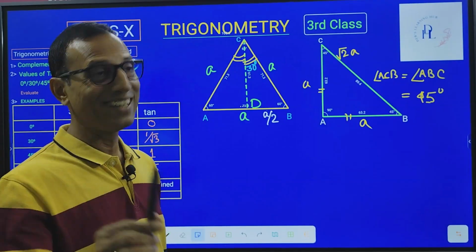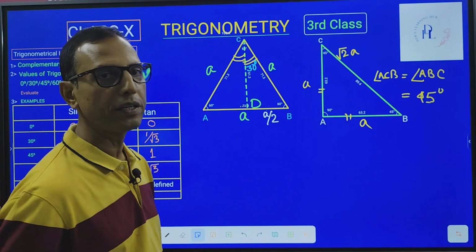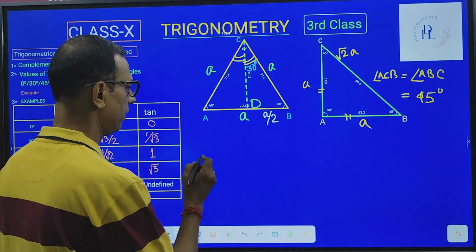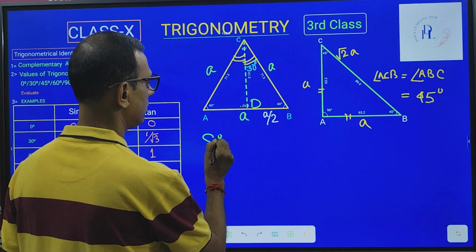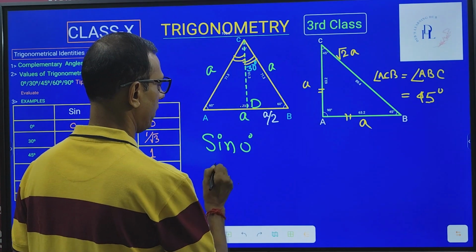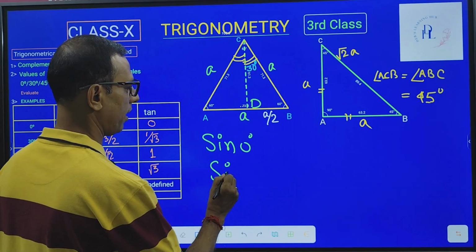You need to understand sine 0 degree and sine 90 degree.